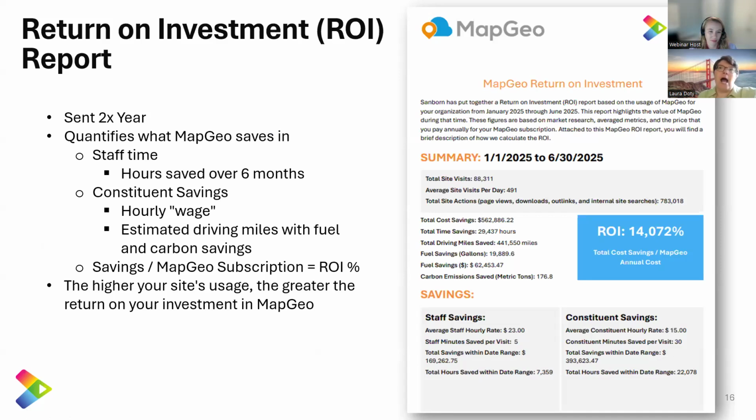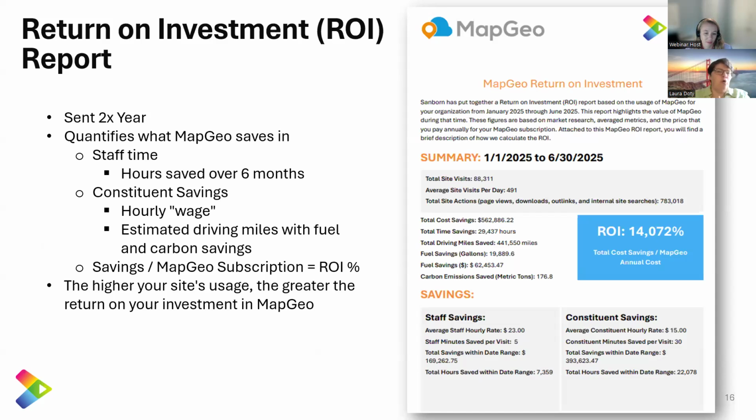So a little bit about how we calculated this report. We made some basic assumptions. One was that each visit to a MapGeo site saved a staff person 5 minutes that they would have otherwise spent answering questions, gathering information, or providing information to a colleague or a constituent. The savings could have been realized by someone providing a URL link to MapGeo with themes and markups brought up in an email to colleagues, so everybody can see exactly what you're talking about.